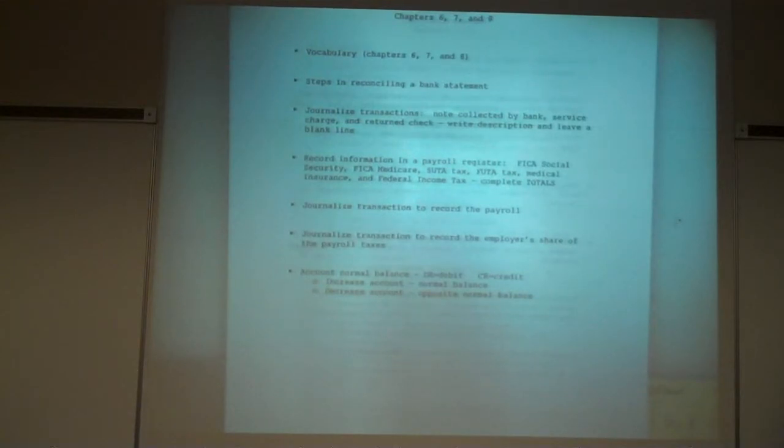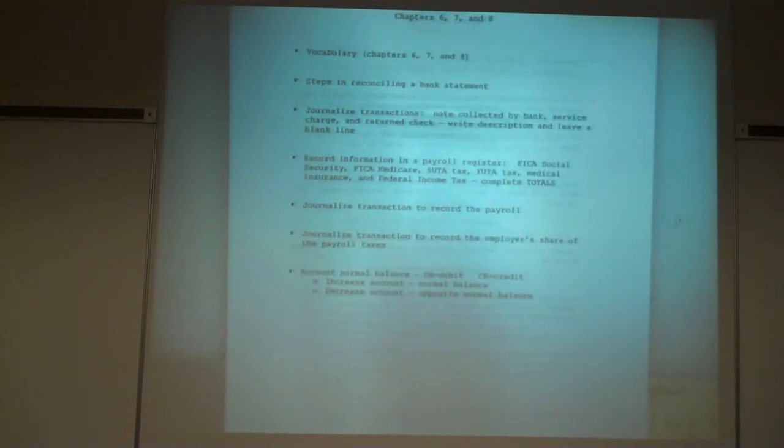It is on 6, 7, and 8, so this is the review sheet that I gave you, I think the second day of class. Look at the vocabulary. Look at the steps in reconciling a bank statement. Remember, we want the checkbook and we want what the bank says that we have to equal. So your 2 numbers at the bottom of that reconciliation form should equal.